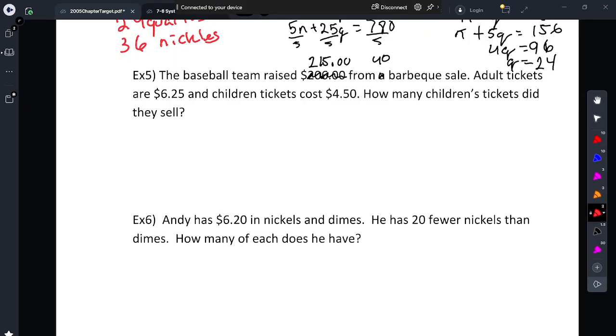If you have your notes at home, if you're watching this video, we changed the numbers to 215. And instead of 40 barbecue sales, a baseball team raised $215 from 40 tickets sold. Adult tickets are $6.25 and children's tickets are $4.50. All right, so we've got two variables. What are they? A and C. A is the number of adults sold, and C is the number of children sold.